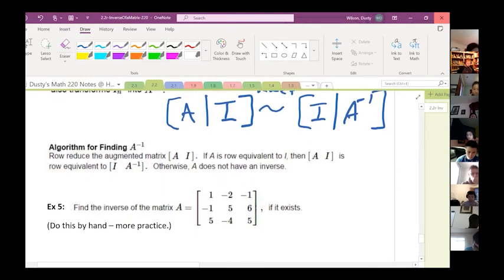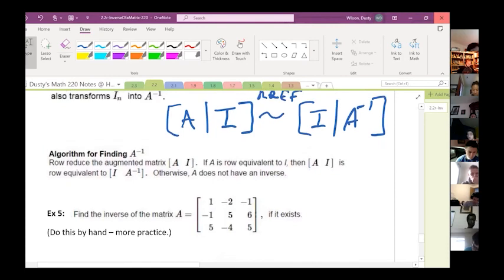To find A inverse, we row reduce the augmented matrix [A I] right here. And if A is row equivalent to I, so if the A part right here turns into the I part there, then you know that the matrix is invertible. And furthermore, you know that the thing over here is the A inverse. If it doesn't work, then A does not have an inverse.